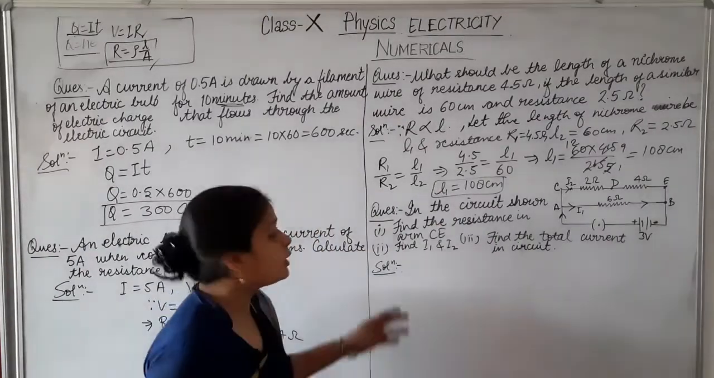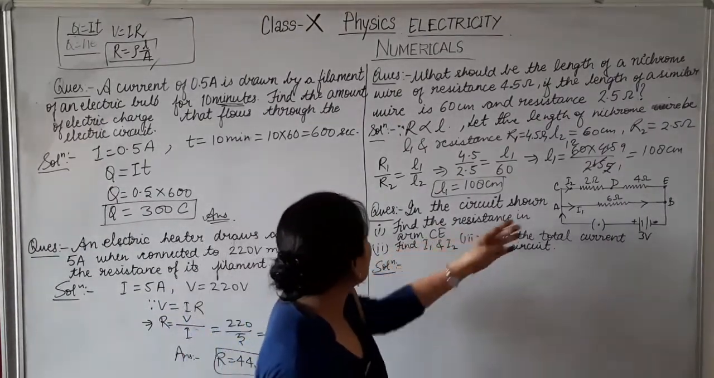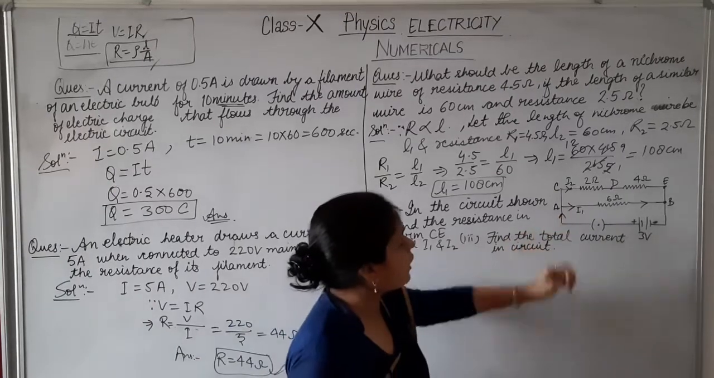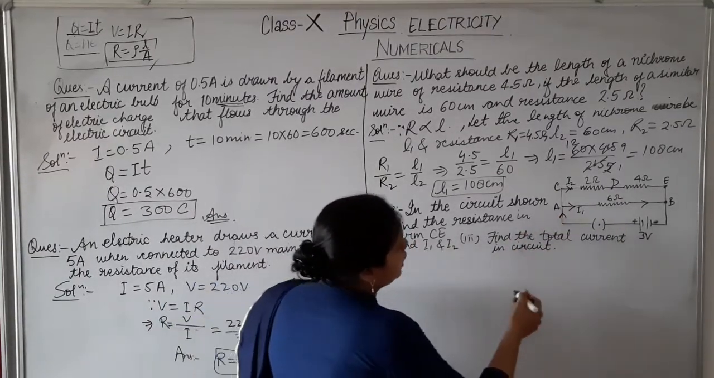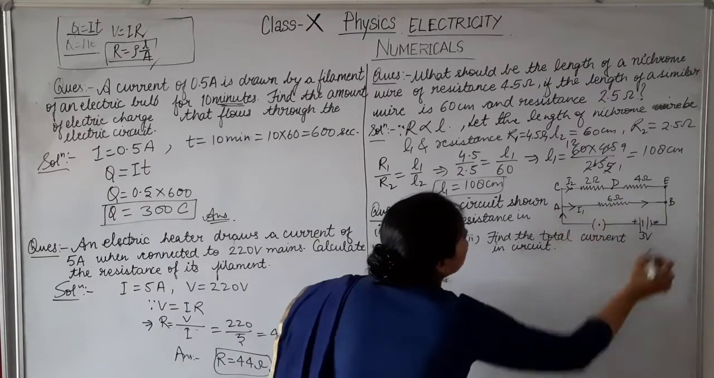So students, see the next question here. In the circuit shown, as the circuit diagram is shown here, find the resistance in arm CE. There are various arms, CE, AB.